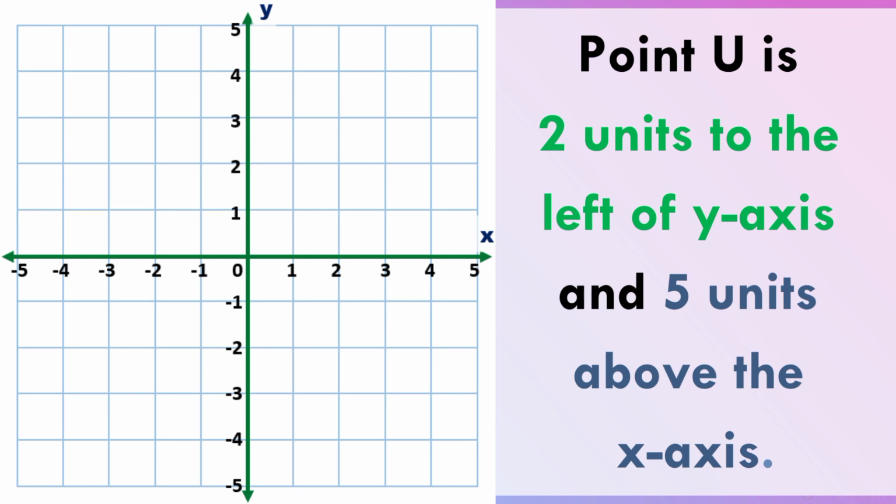In another practice, point U is 2 units to the left of the y-axis and 5 units above the x-axis. So where is the point U? Let's repeat. Point U is 2 units to the left of the y-axis, so you count 2 units from the left of the y-axis and 5 units above the x-axis. Therefore, the coordinates are -2, +5.